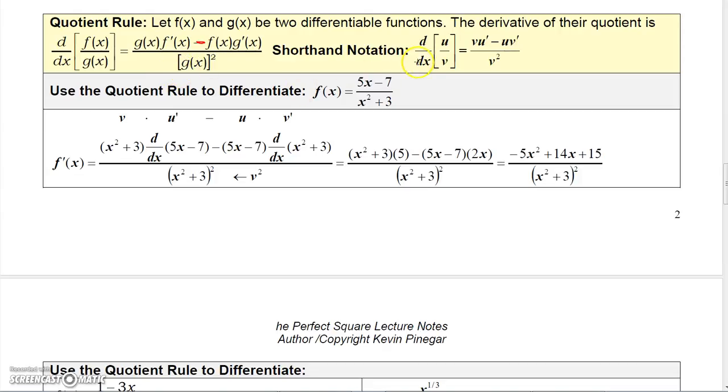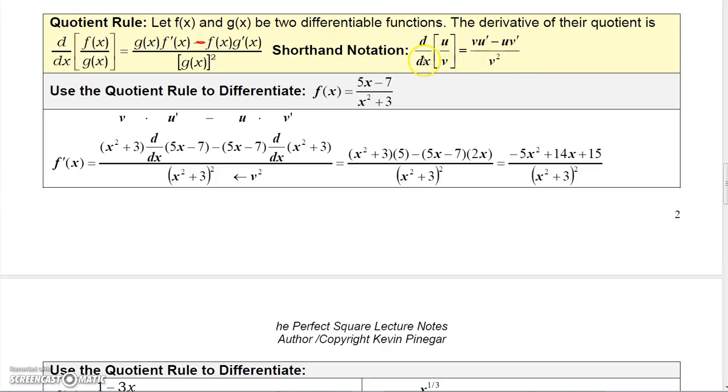Now, the shorthand notation for this would be if you want to take the derivative with respect to x of the function u, where u is f of x, over the function v, where v is g of x, then that would be v u prime minus u v prime over v squared.